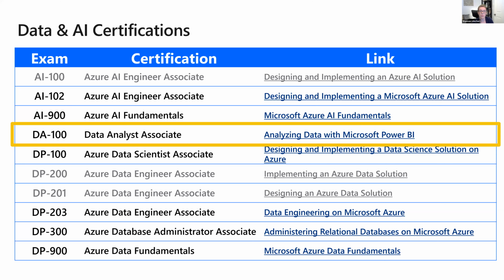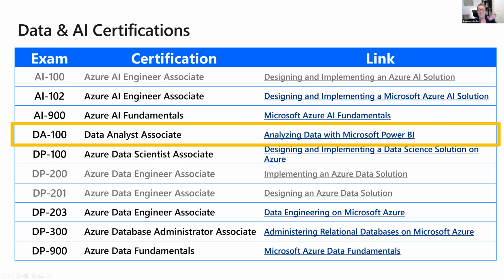Alrighty, and then just one quick note that I wanted to mention. I know since a number of you on the line have already done the DA-100 exam, you may be interested in some of these other certs. So the AI-100, the Azure AI Engineer Associate, has been retired, and that one has been replaced with the other one with the same name, which is AI-102, Azure AI Engineer Associate. And then the two Data Engineer Associate exams have been combined into one, and those are now DP-203.